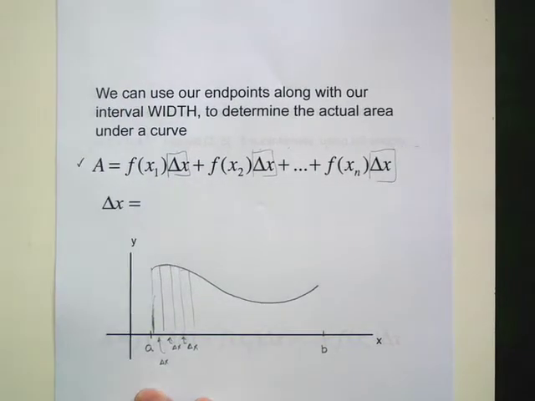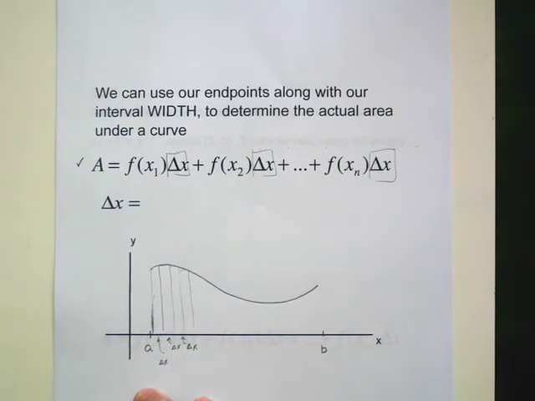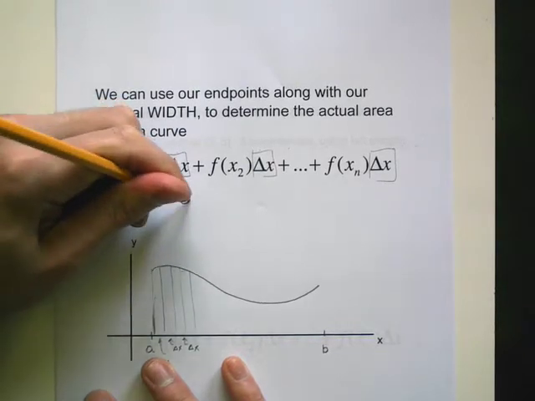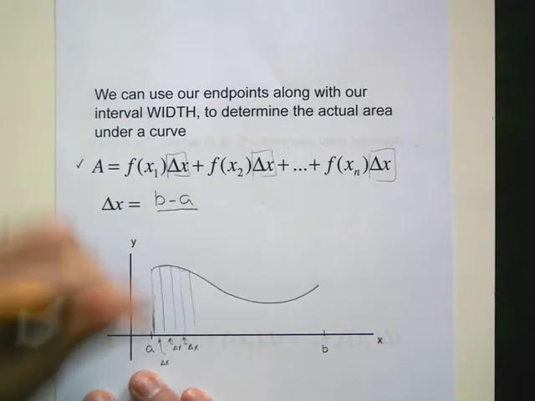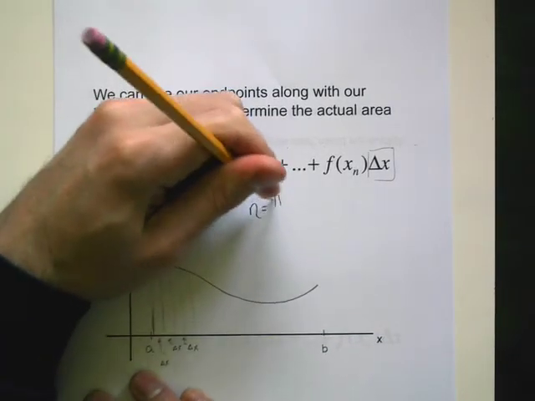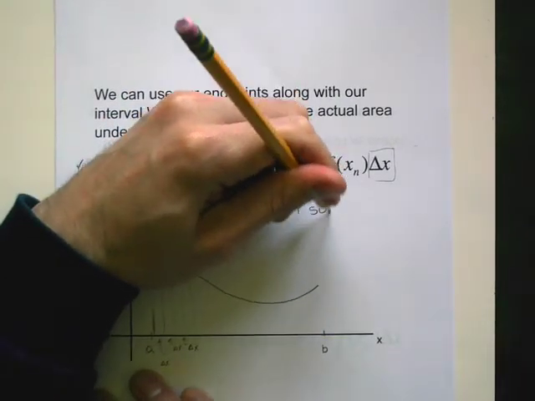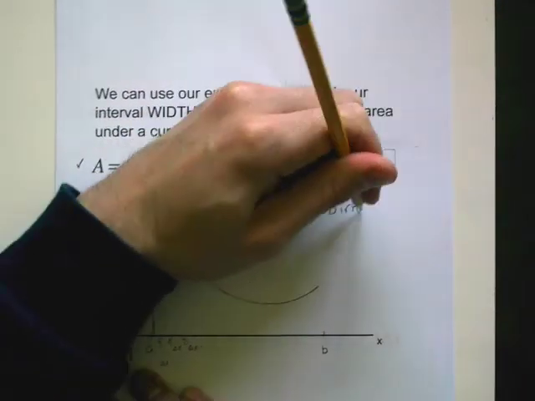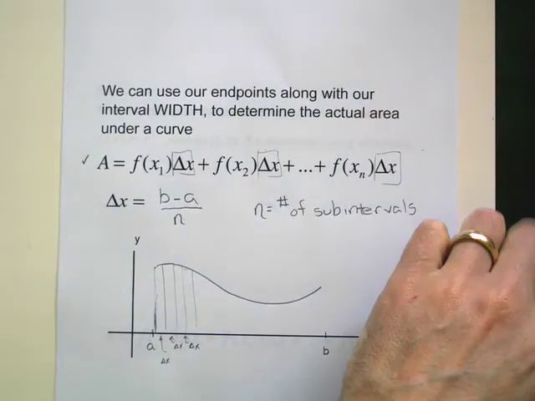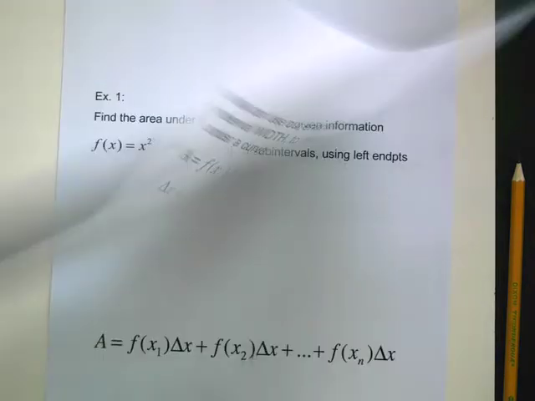As far as how to find the delta x, it's going to be a little bit different today. That is going to be found by subtracting your total interval, b minus a, divided by n, and n is going to be the number of subintervals. And that's going to be given to you in the problem. All right, so let's give this a try.